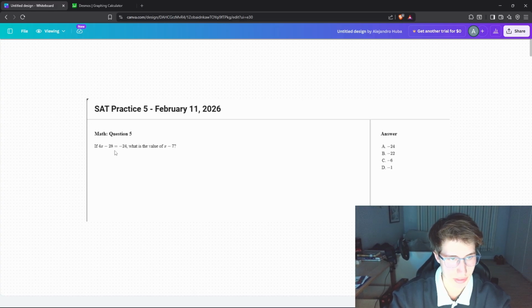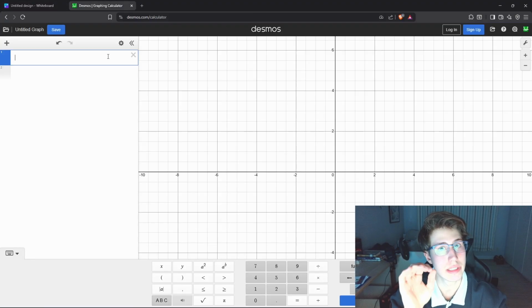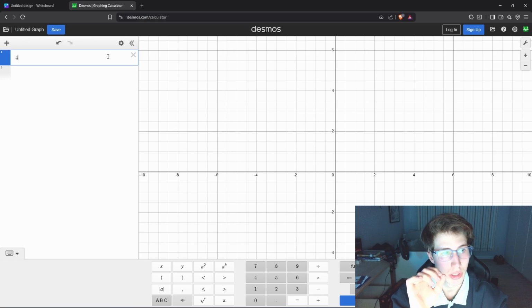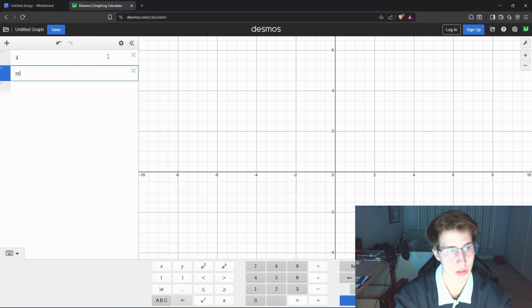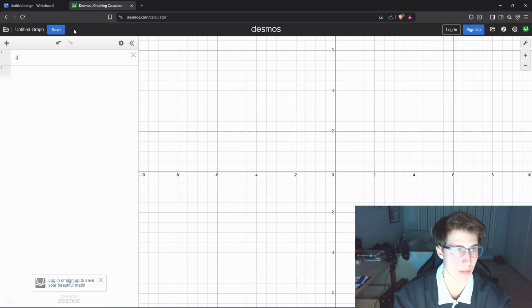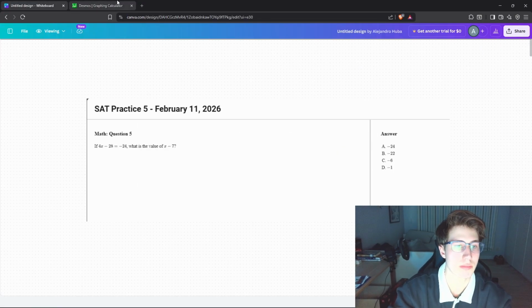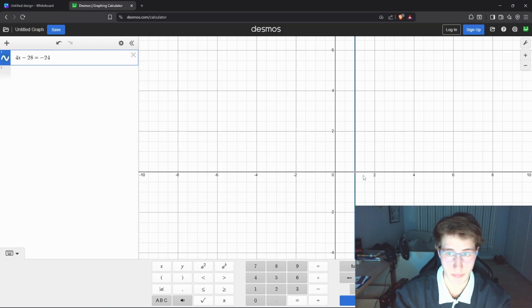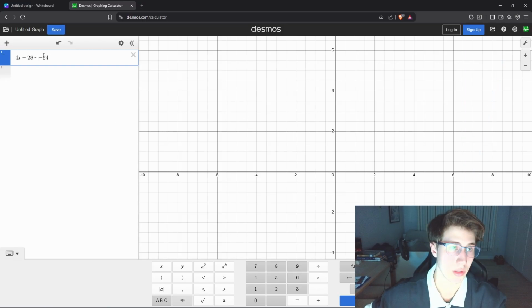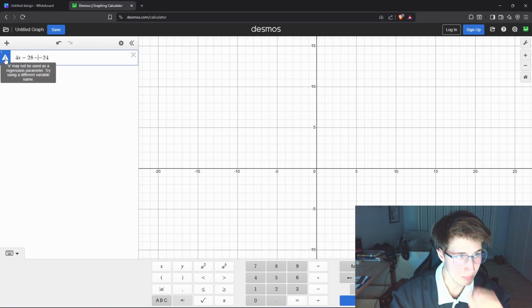If 4x minus 28 equals negative 24, what is the value of x minus 7? One important thing to know about regression is that it doesn't work with variables, like x and y here. So if we were to do 4x minus 28, regression symbol, negative 24, it gives us an error because x is a variable and may not be used in regression.